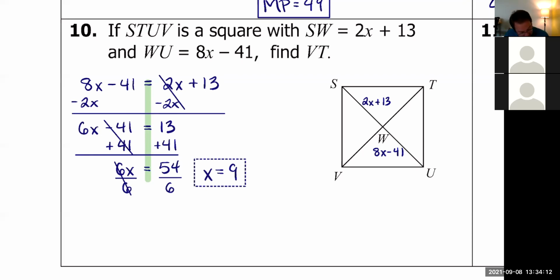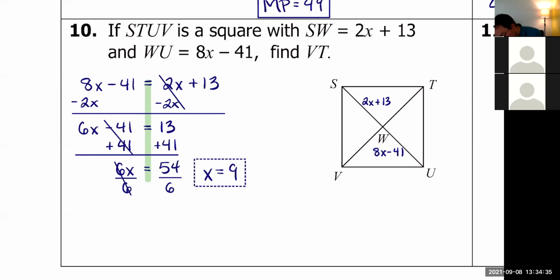I'm looking for VT. Well, VT is the opposite diagonal. Should that matter though? Which diagonal I end up finding? No, because the diagonals are congruent, because squares are just rectangles too. So if I can figure out half of the length here, I can figure out the whole length, which then leads me to my conclusion.